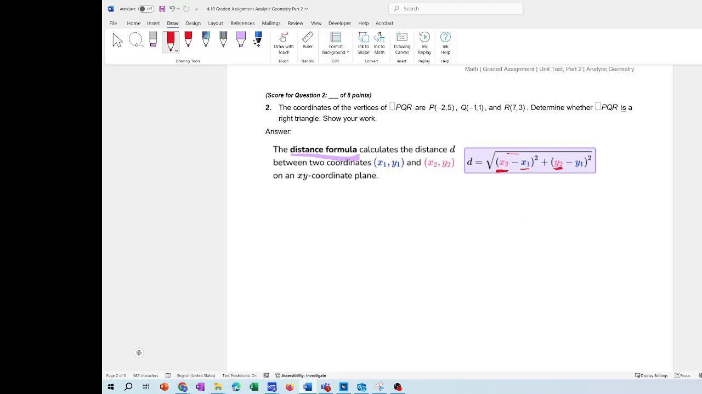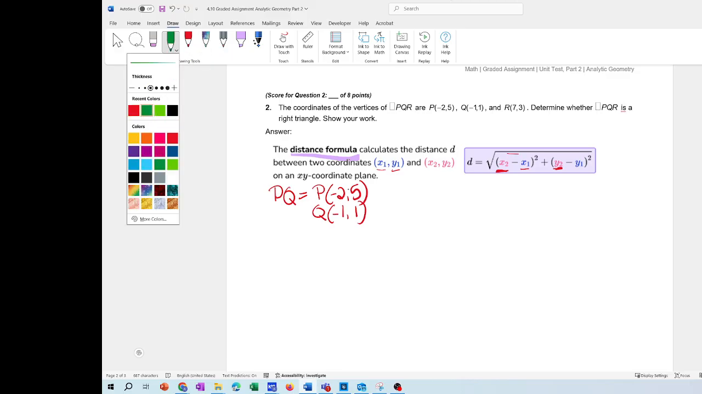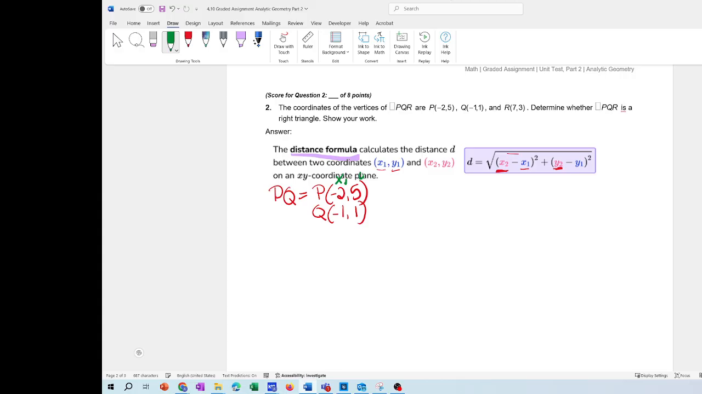Okay, so we're going to calculate the distance between P and Q. x1 and y1 is going to be our first point. So point P is negative 2, 5, and point Q is negative 1, 1. Okay, so we're going to label it. Let's make P our first point, so I'm going to label it x1, y1. Why x1 and y1? Because we're going to consider it our first point. And Q is going to be our second point. Negative 1 is x2, and then 1 is y2 because it's our second point.